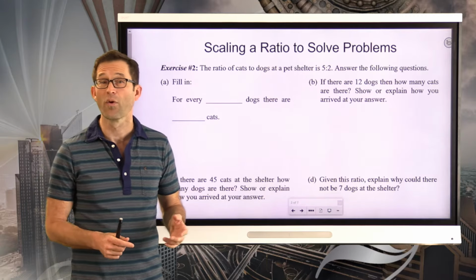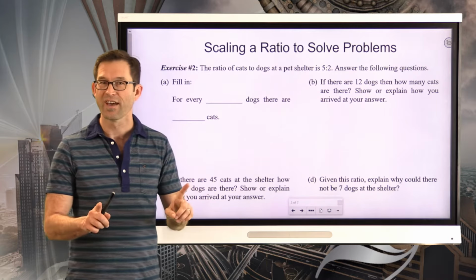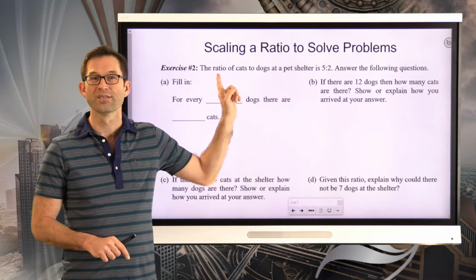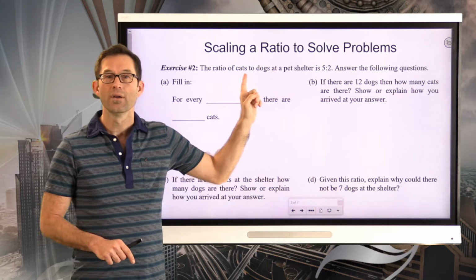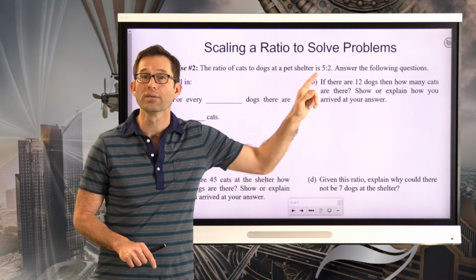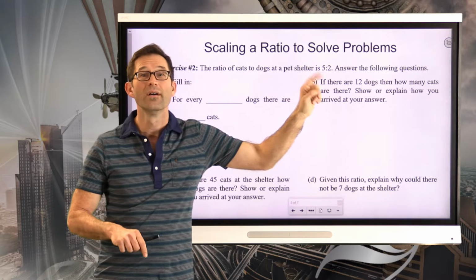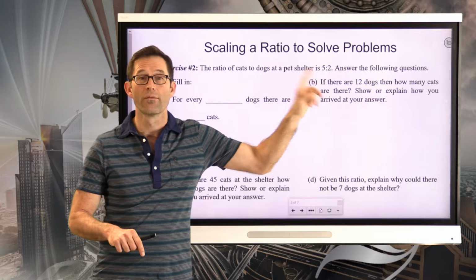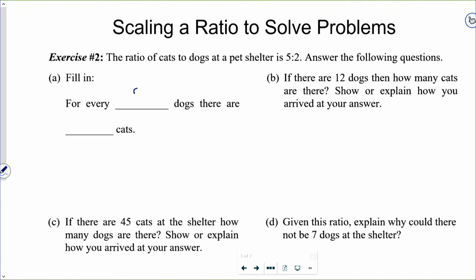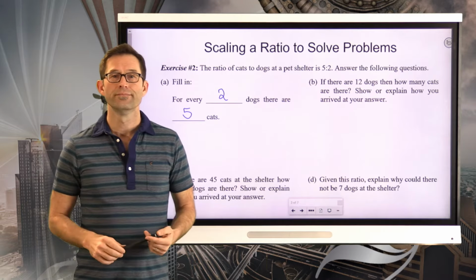All right, now be careful, because you might be tempted to put a 5 here and a 2 here, but it's actually the opposite way around, right? It says the ratio of cats to dogs at a pet shelter is 5:2, and that means for every 5 cats there are 2 dogs, or for every 2 dogs there are 5 cats. And that's in fact the way that sentence is written. Now let's take a look at letter B.